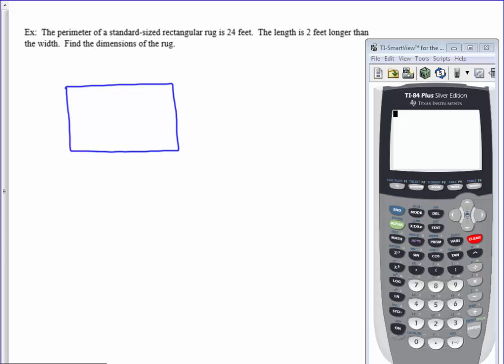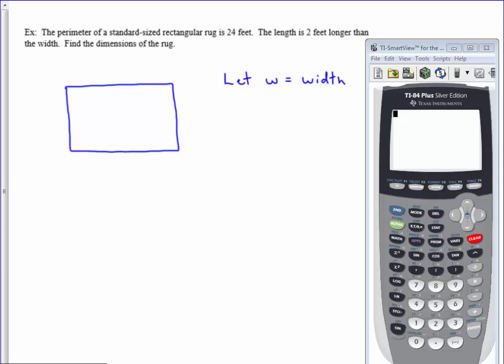From here, ask yourself, what is the one thing I know nothing about? Well, we're given a value for the perimeter, so I know what P is. Then it tells us that the length is 2 feet longer than the width, so I know something about the length. The thing I know nothing about is the width. So we will let W equal the width.